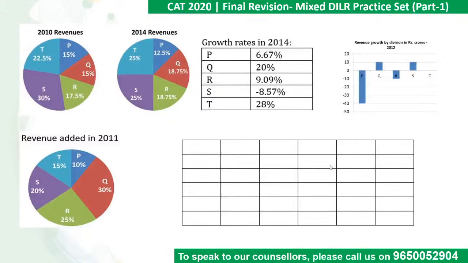Let's start making the figures now. So I'll write 2010 over here, 2011, 2012, 13 and 14. So यहाँ पे P, Q, R, S and T. ठीक है जी. Let's start putting in the figures. 2010 का total revenue was given to us as 1000 crores. So let's calculate 1000 का 15%, 150 CR, 15%, 150 CR. R is 17.5%, 175. S is 30%, 300, and T is 22.5%, that is 225, right?